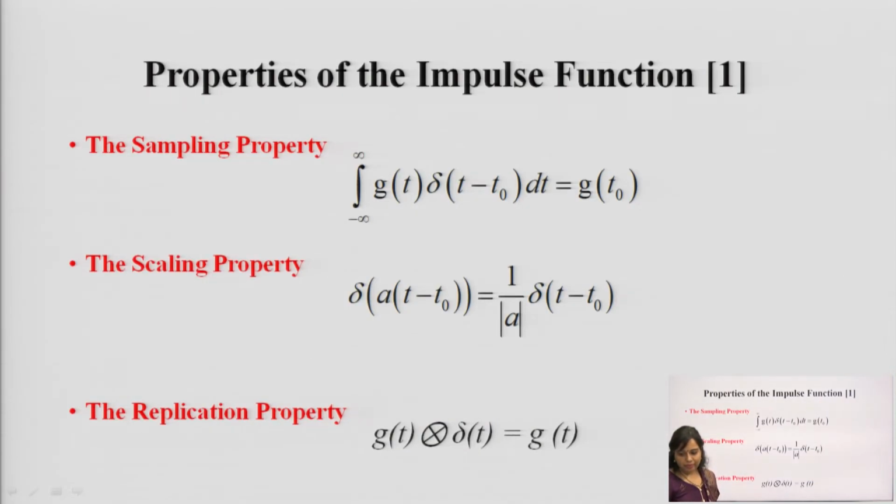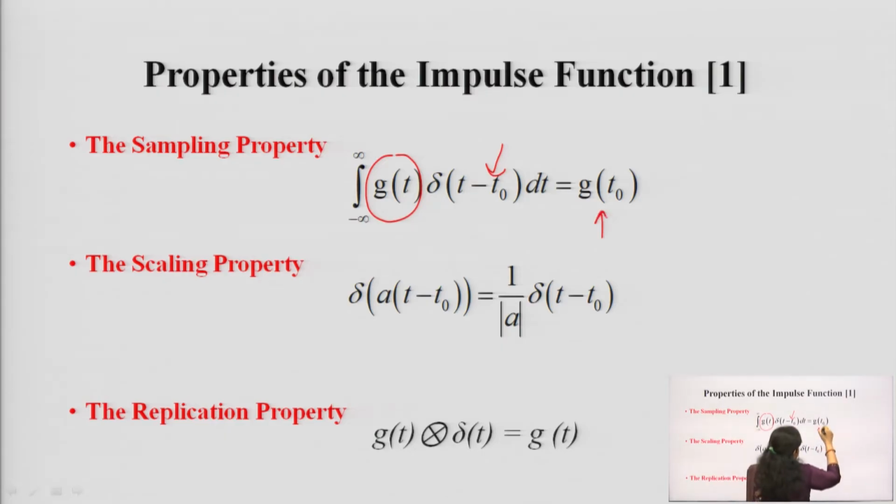Next is properties of the impulse function. These are some of the properties of the impulse function, like you can see over here. First one is the sampling property, which says that when any signal denoted by g(t) is multiplied or sampled with the shifted delta function at t minus t naught, meaning the delta function is present at t naught, then its value will be the shifted version of that signal, which is demonstrated at t naught.